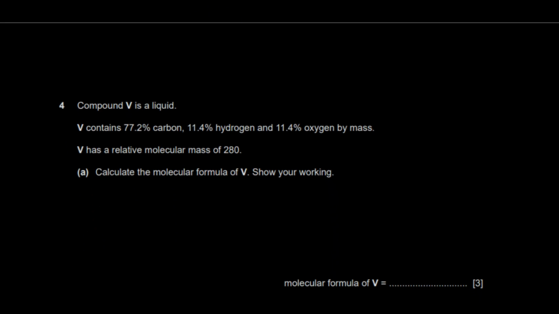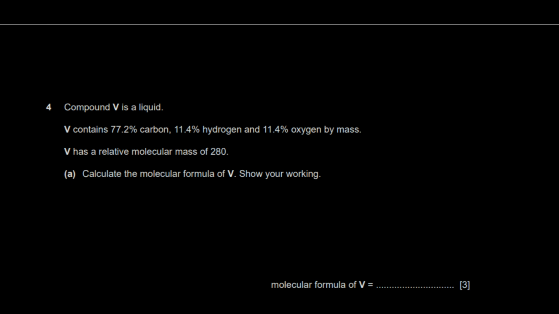It says compound V is a liquid. V contains 77.2% carbon, 11.4% hydrogen, and he's given you the percentage by mass of oxygen. He's also given you the relative molecular mass. Calculate the molecular formula of V. Show your working. This is literally an O-level IGCSE question, empirical formula and molecular formula, and it's tested for 3 marks. It's quite unfortunate to test it for 3 marks. If I were the examiner, I would test this only for a single mark.